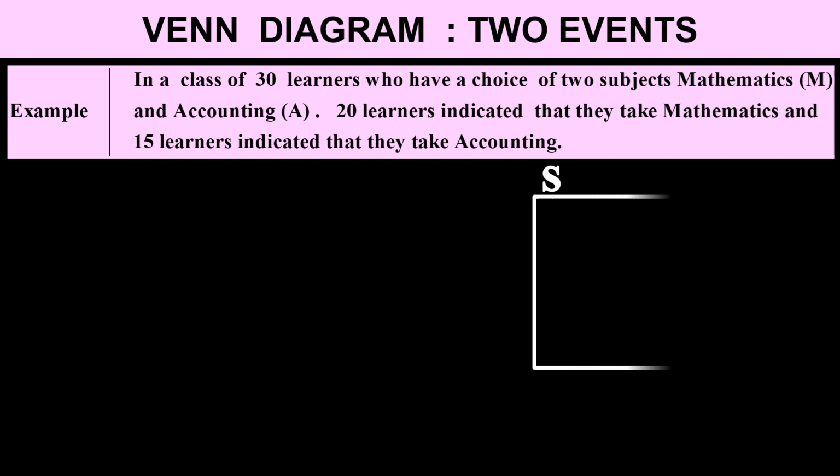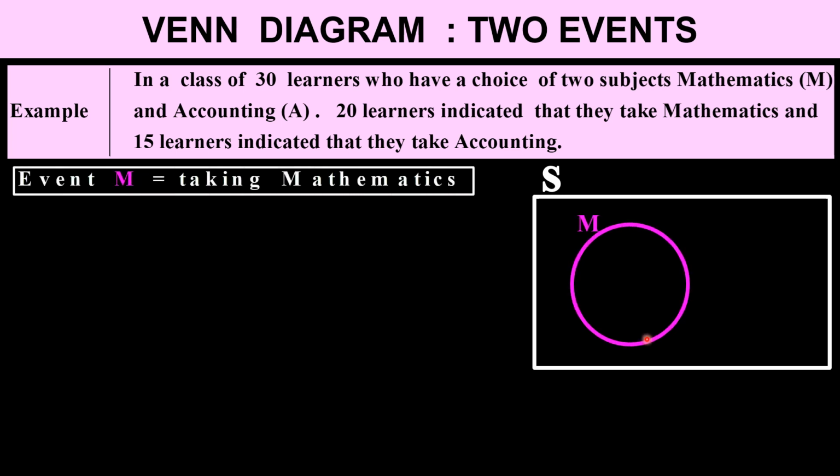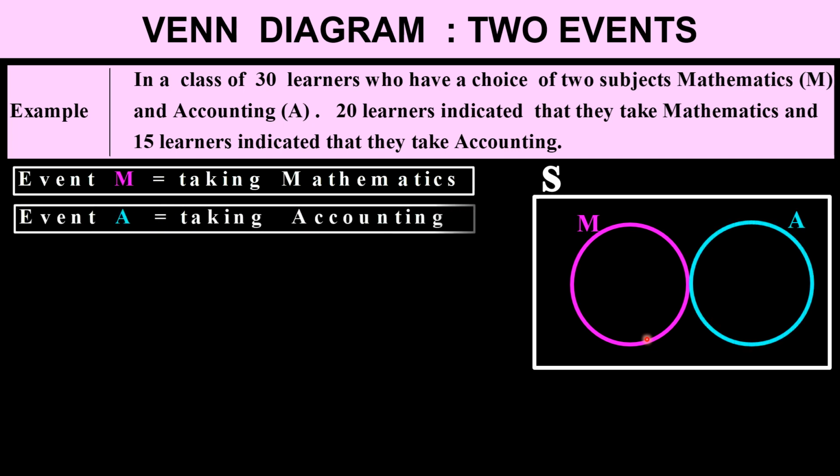Okay, so we're going to represent our sample space, which we refer to as S, using a rectangle. So normally when we draw a Venn diagram, we always use the sample space as the rectangle. And let's see what information is given. We have event M, taking mathematics, and we're going to represent the events using circles. So event M, we just label it as M. Then I have another event A, let's label it like that. There are the 2 events M and A.